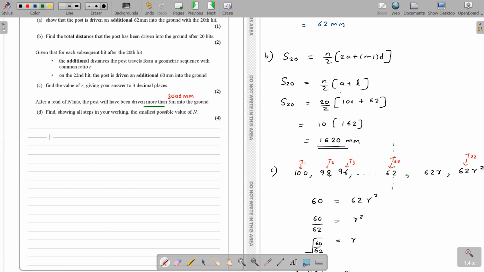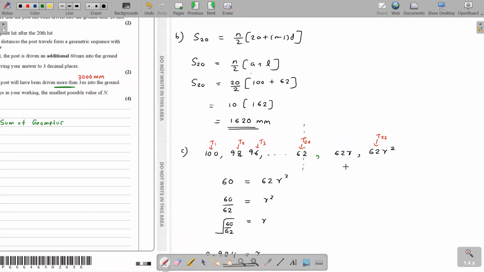We know the first 20 terms give us an arithmetic sequence, right? So 1,620 millimeters from the arithmetic sequence plus what? Plus I need to get the sum of my geometric sequence, because you do need to realize that I have a geometric sequence after the 20th term. I'm marking it in green color. This T1, T2, what I mark in green color is the geometric sequence.